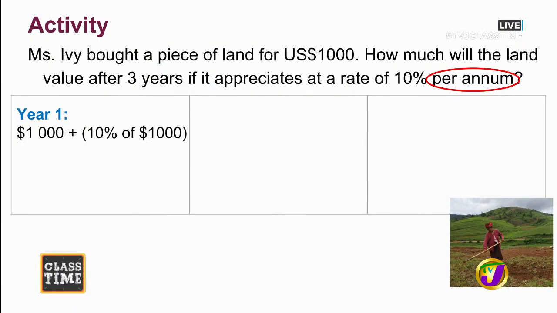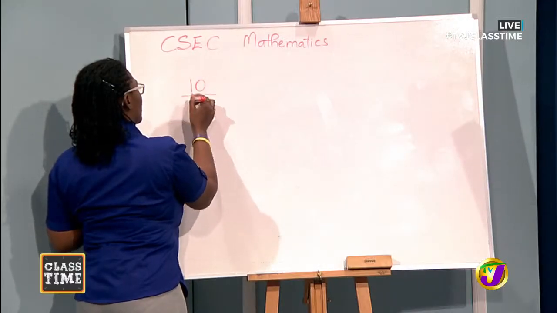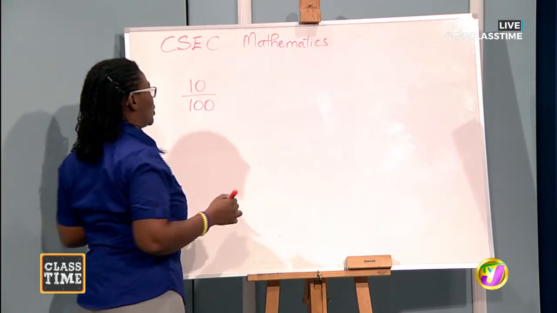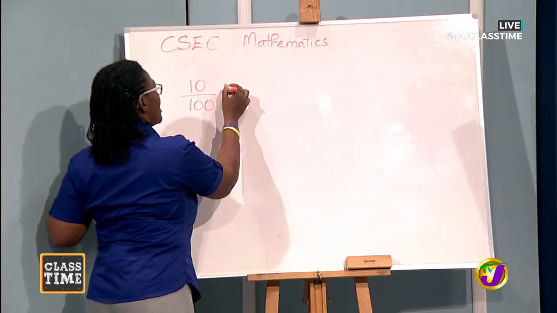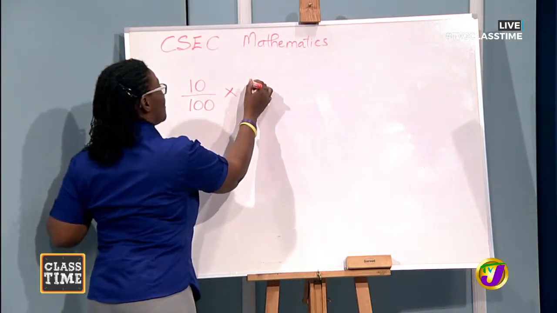So as you rightly said, for year one, the value of the land would be the current value, which is $1,000, plus 10% of that $1,000. All right, and let me just go to the board quickly so we can talk a little bit about how we calculate that 10%. So remember that 10% is actually 10 hundredths. So if we're writing 10% as a fraction, we would have 10 as our numerator and 100 as our denominator.